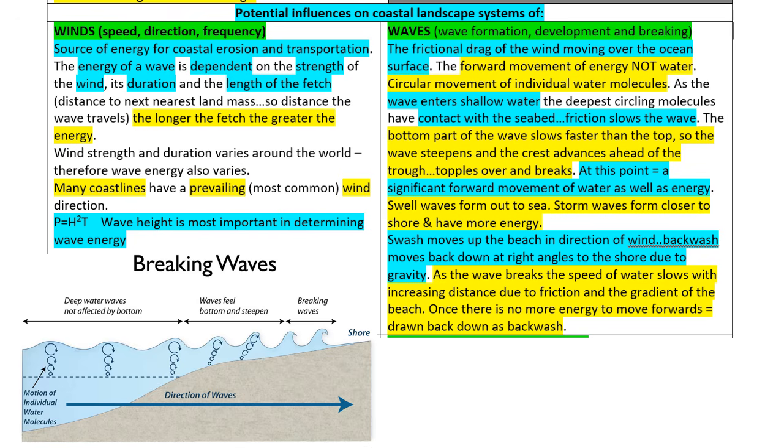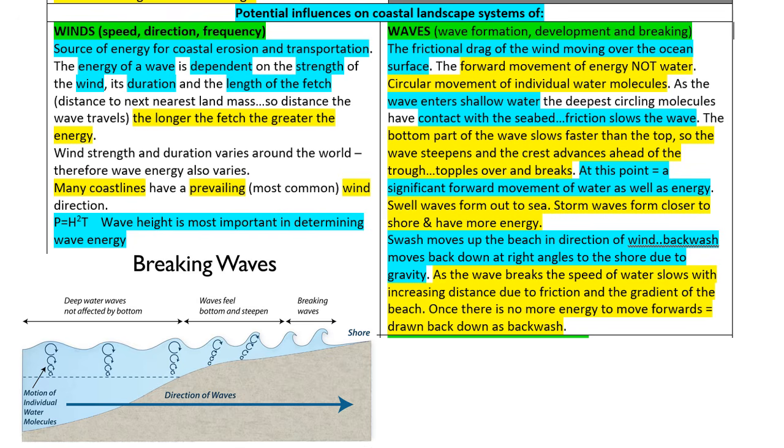And we know that around the world, wind strength varies and therefore wave height varies. Lots of coastlines have a prevailing wind, the most common wind direction. We also have that equation, P equals H squared T. So this tells us that the power of a wave is most dependent on the height of the wave. So wave height is most important in determining how much energy that wave has.